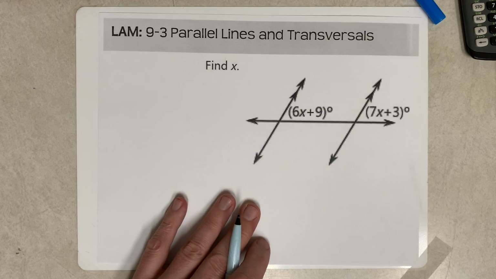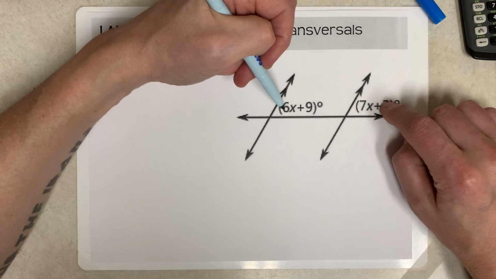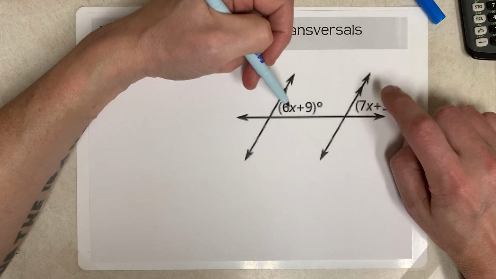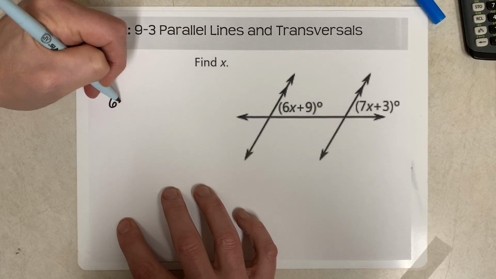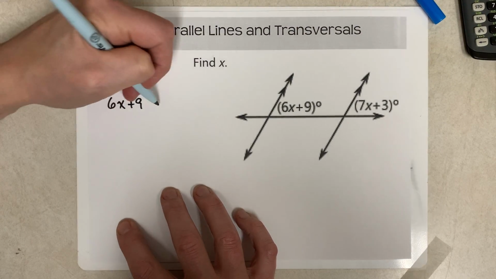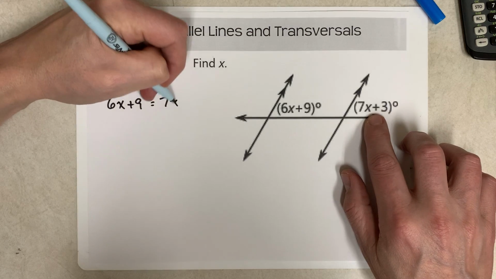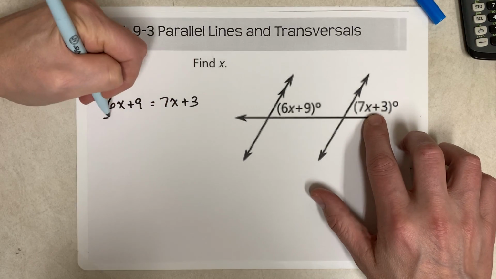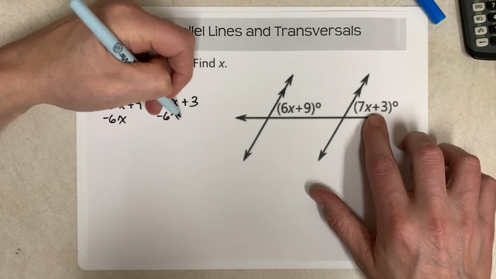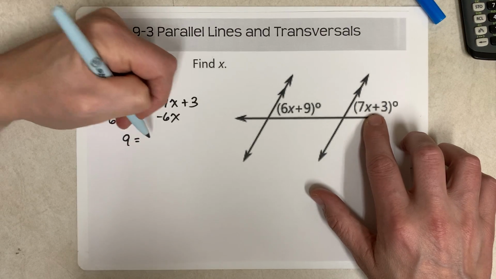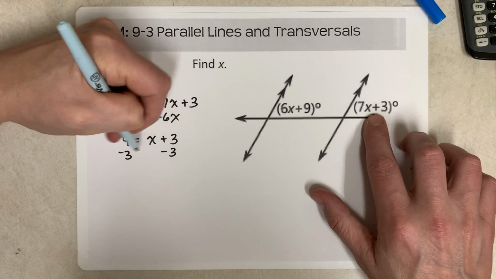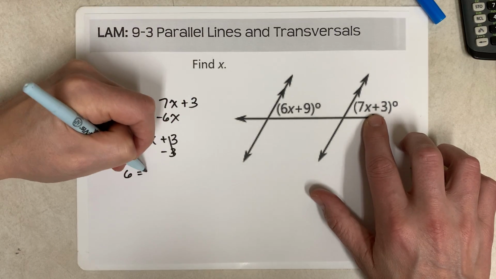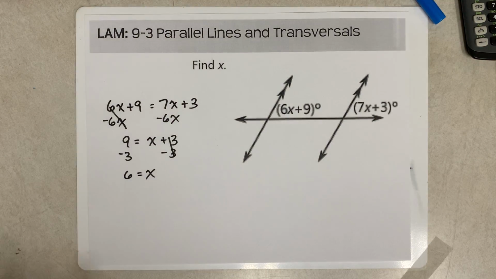This one, you have parallel lines and a transversal, and these two are going to be corresponding. So we know that when they're corresponding, they are congruent. So this time we're going to do 6x plus 9 equals 7x plus 3. Subtract 6x. 9 is equal to x plus 3. Subtract 3, subtract 3. And 6 is equal to x. And that's all we had to do, was find x.